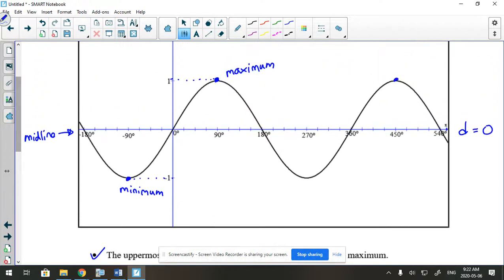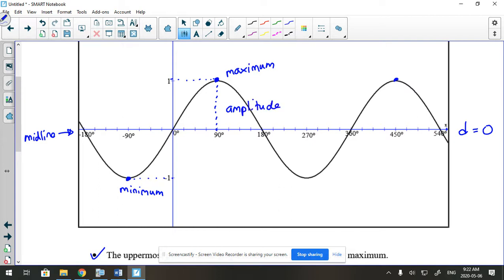Amplitude. Amplitude, we use a. And it refers to the distance between the midline of the curve and either the max or min. So I want to know how far up or down this curve is going. So from here to here is your amplitude.